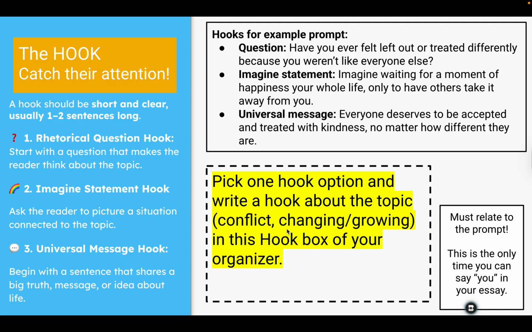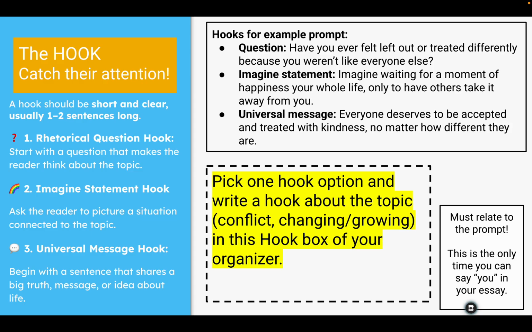So I want you to pick one hook option, either a question, an imagine statement, or a universal message, and write a hook about the topic of our prompt, which is conflict and how conflict helps people change or grow. Do this in the hook box of your graphic organizer. This must relate to the prompt, and it's the only time you can say you in your essay. So when you do this, you're not going to mention characters from the story. You're going to keep it to the big idea about the topic.